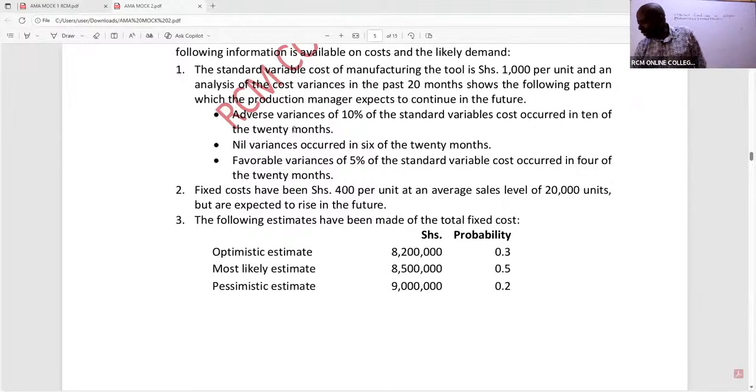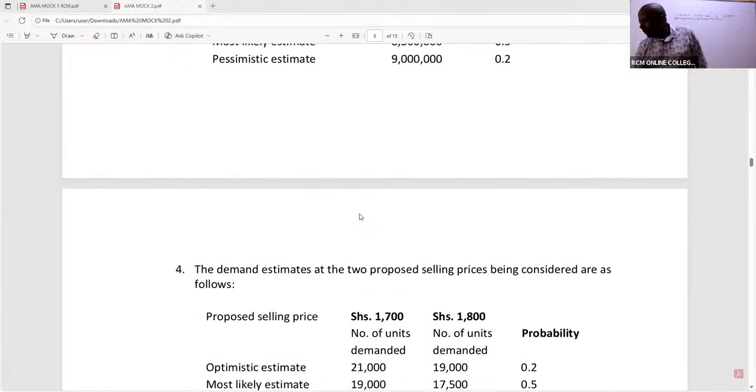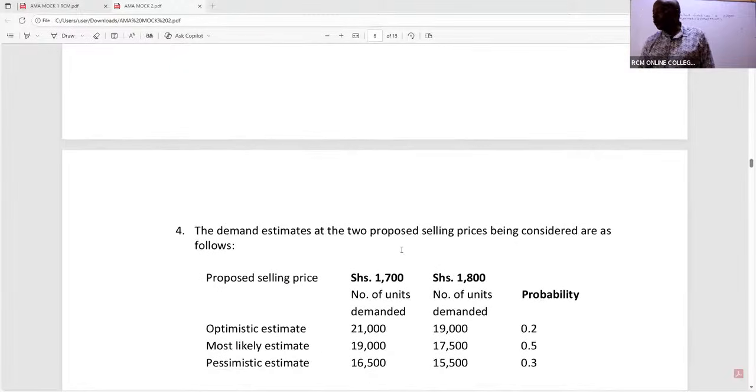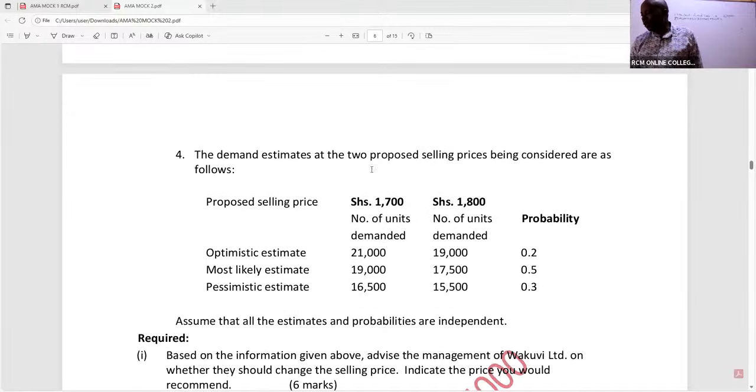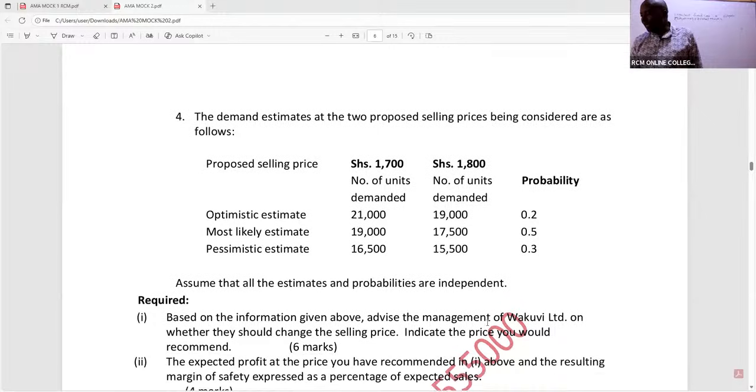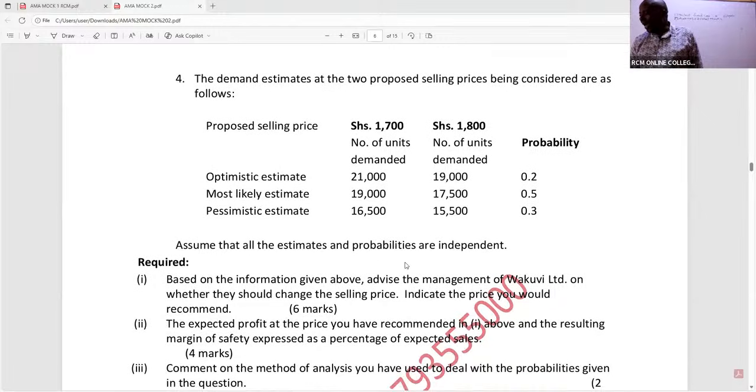Now we continue there. They're telling us the following, number 4: the demand estimates at the two proposed selling prices have been considered as follows. So you can see, should we go for 1,700? There are these 3 possible demand figures. Assume that all estimates and probabilities are independent. Based on the information given above, advise the management of Wakuvi Limited on whether they should change the selling price and indicate the price you would recommend. 6 marks.